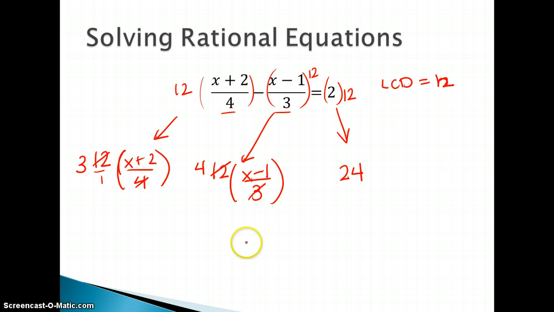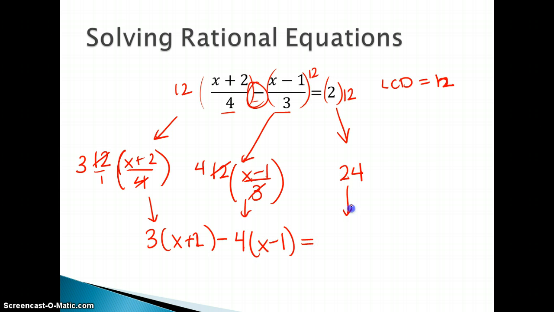If you write what's left, so 3 parentheses x plus 2, minus, notice we have that minus sign up at the top here, minus, and then from our second term we have 4 parentheses x minus 1 equals, and 2 times 12 gave us 24. We turn it into a problem that's a lot easier to solve because we don't have those fractions involved anymore.